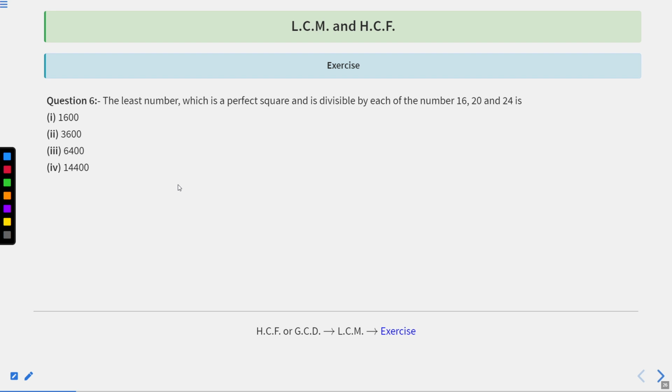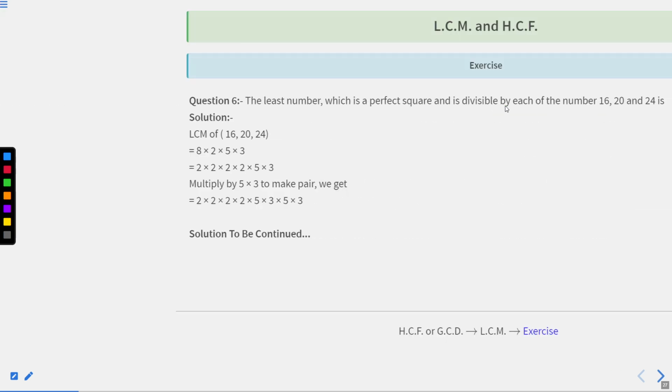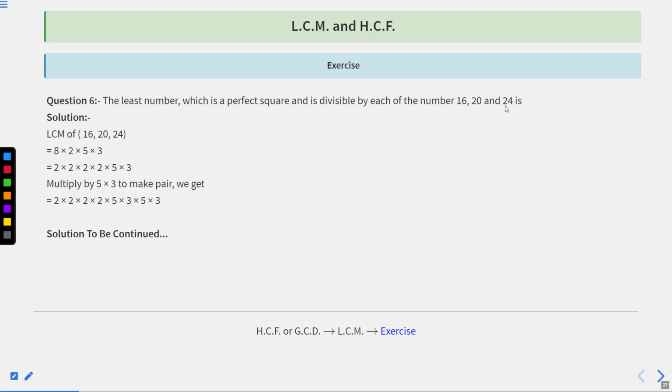Let's move ahead with question number 6. The least number which is a perfect square and is divisible by each of the numbers 16, 20 and 24 is. So the LCM of 16, 20 and 24 is 8 times 2 times 5 times 3.